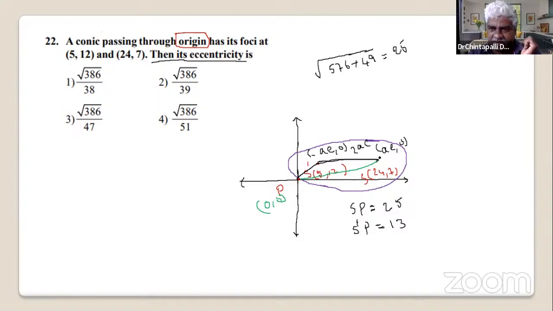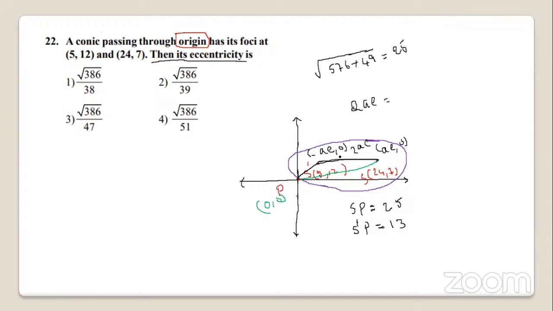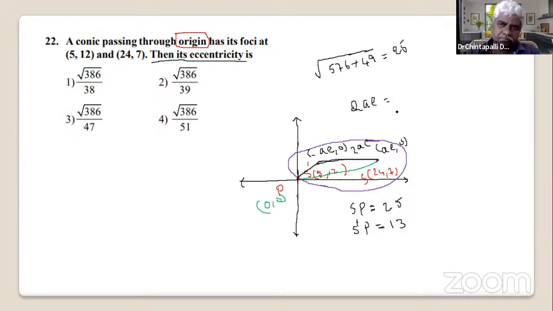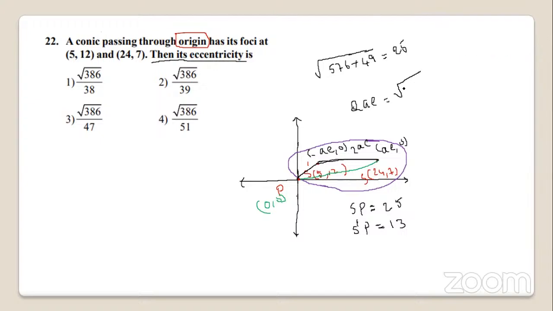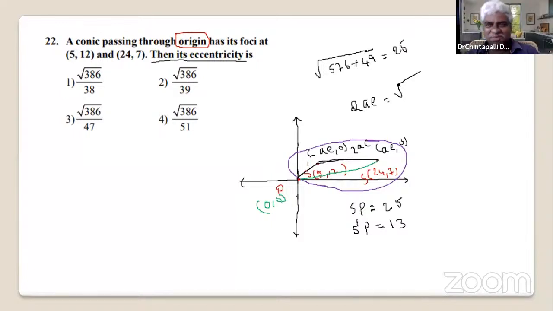First, find the distance between these 2 points. That is 2AE. 2AE is equal to the distance between 5 comma 12 and 24 comma 7. It may not be simple. 24 minus 5 is 19. 19 times 19 is 361. Root 361. You can get a clue from the options.